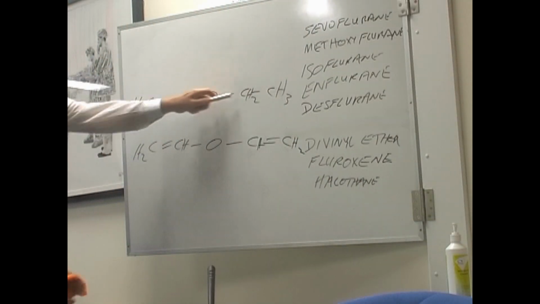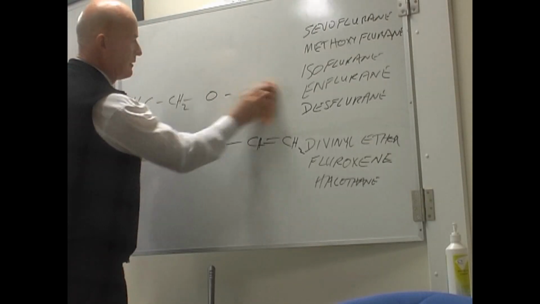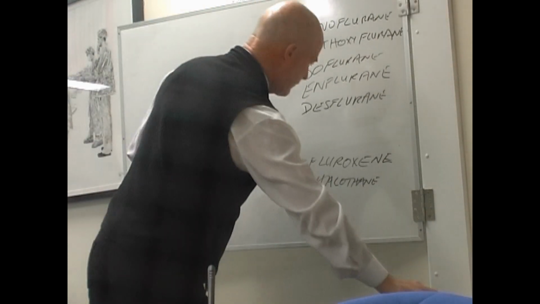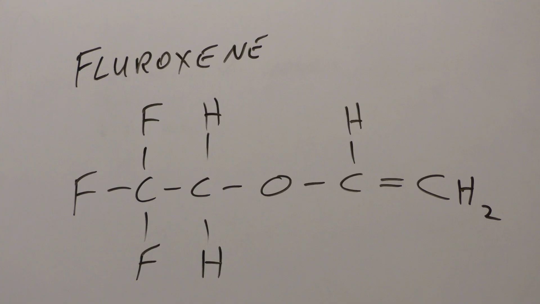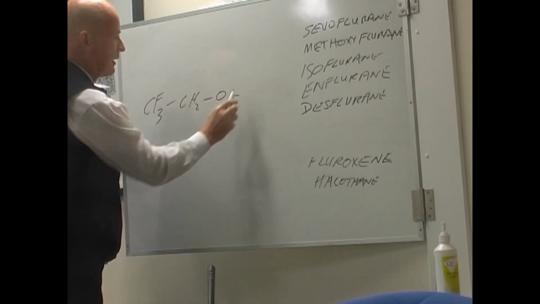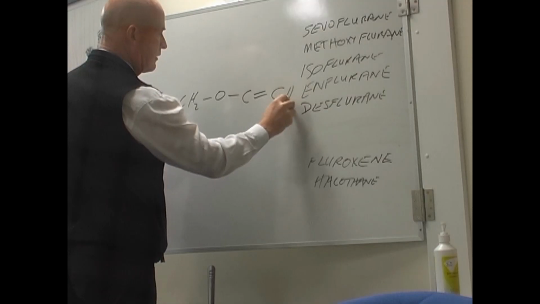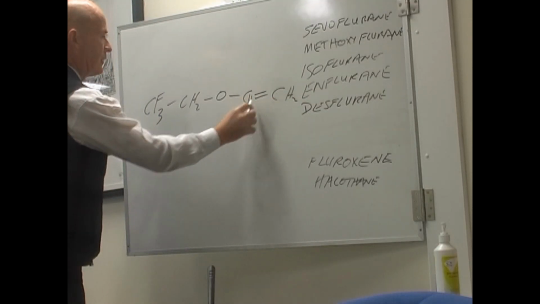So this is diethyl ether, abbreviated to ether. This is divinyl ether. Fluoroxene. Fluoroxene was the first halogenated ether. Being halogenated, being an ether, gives it enormous safety over the hydrocarbons, but these features weren't really that well recognised at the time, and so it was discarded far earlier than it should have been. But the structure for fluoroxene is your CF3, CH2O, and then just like divinyl ether, just a double bond between the 2 carbons, the hydrogens.